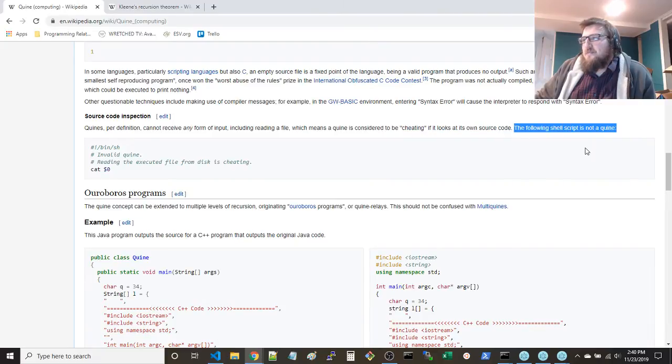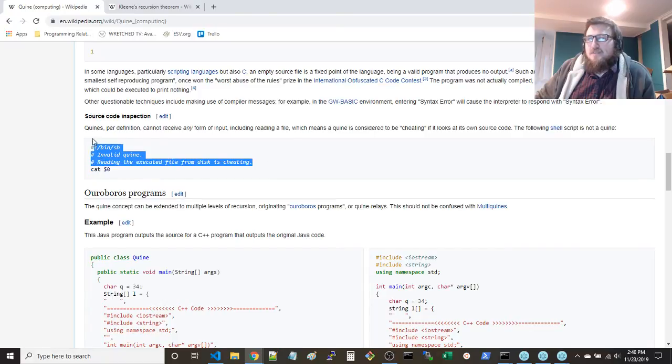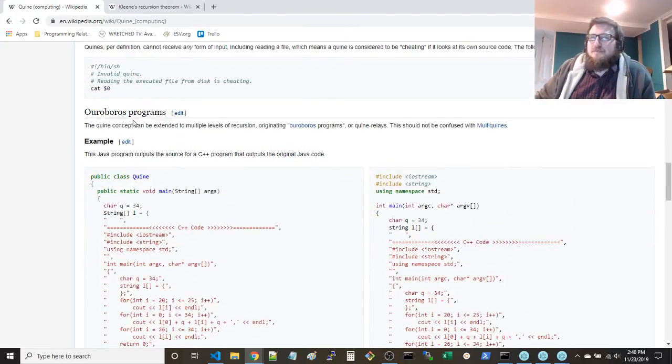The following shell script is not a quine. Invalid quine: reading the executed file from the disk is cheating. That's pretty funny. Yeah. Ouroboros programs. The quine concept can be extended to multiple levels of recursion. Ouroboros programs or quine relays should not be confused with multi-quines. Ouroboros programs and multi-quines. Nice. We're going deep here.